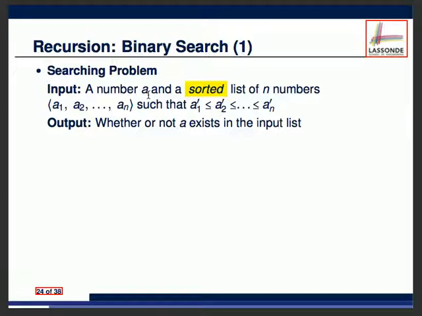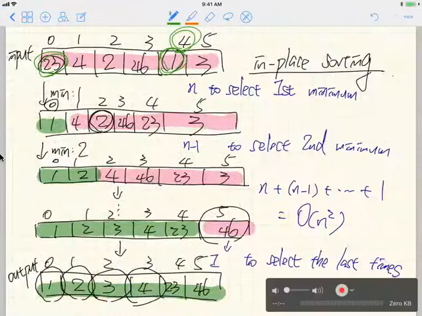Now, let's say we can make the assumption that the array we are searching is already sorted. Why can we improve the performance drastically? Let's have a look. I'll give you an idea. Let me just illustrate again. Let's go back to the iPad.